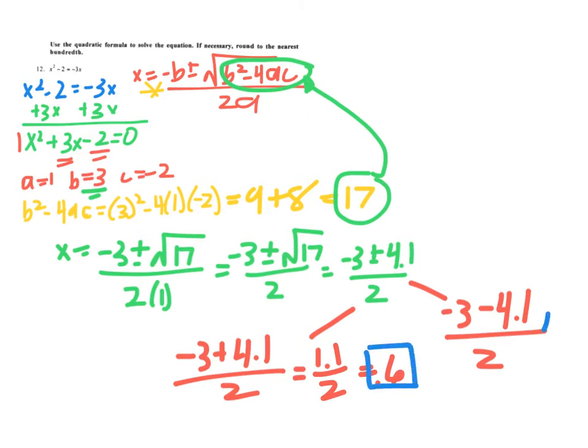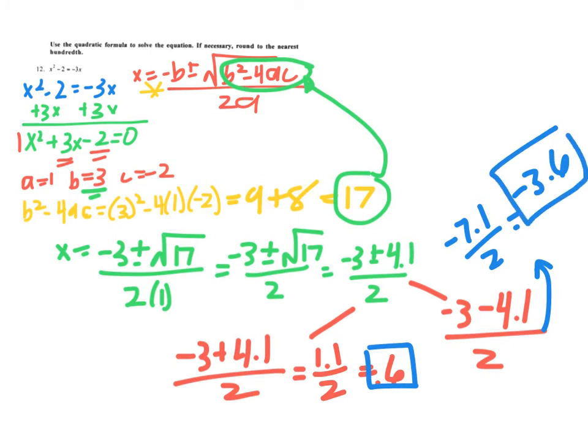The second one, I'm just going to do my work up here. I get negative 7.1 divided by 2. And when I do negative 7.1 divided by 2, I get negative 3.6. Again, and that will be your final answer.